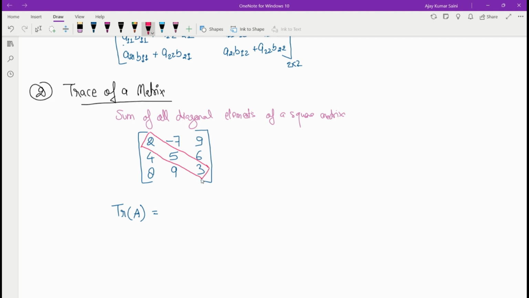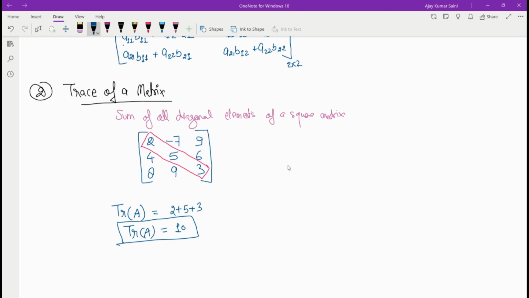Okay, so this is the diagonal matrix. So 2 plus 5 plus 3 is equal to 10. So it is the trace of the matrix. Okay, so trace of the A matrix.